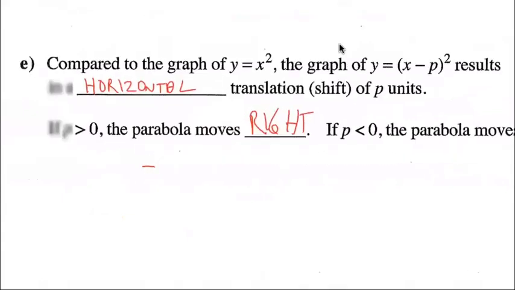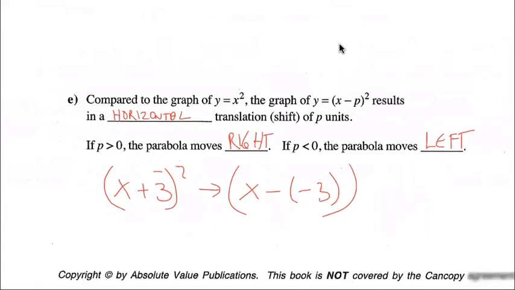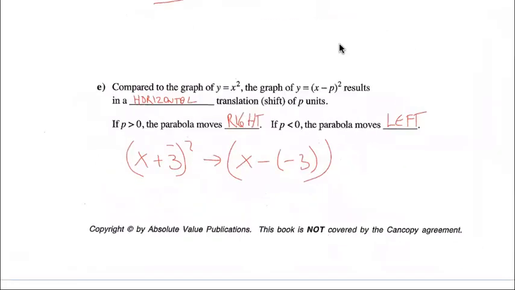And remember, that comes from rearranging x plus 3 squared, for example, to x minus negative 3. That is less than 0. It's going to move left. Okay, so it's opposite to what it looks like in the actual formula.